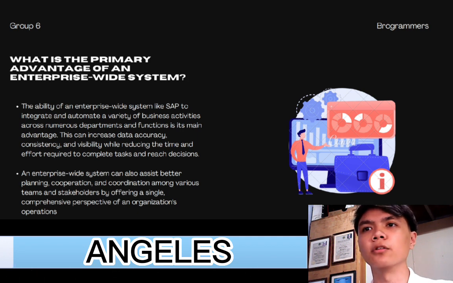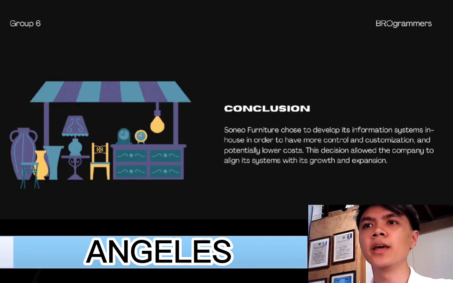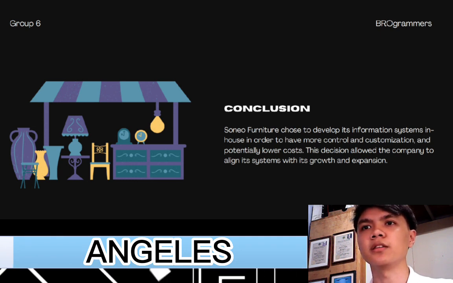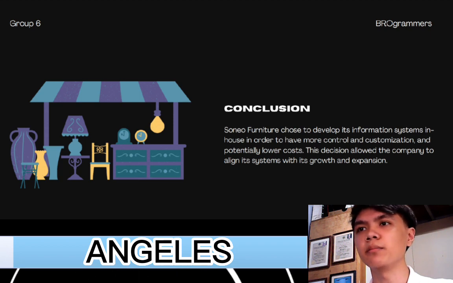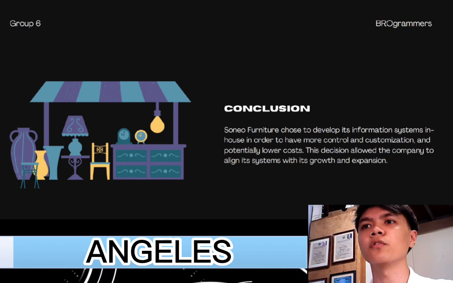Now we'll go to our conclusion. Well, in conclusion, a business may manage and automate numerous business activities such as finance, human resources, procurement, supply chain management, and customer relationship management with the use of an enterprise system like SAP.